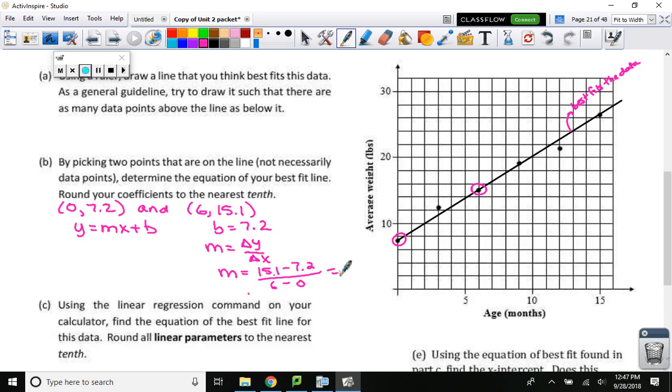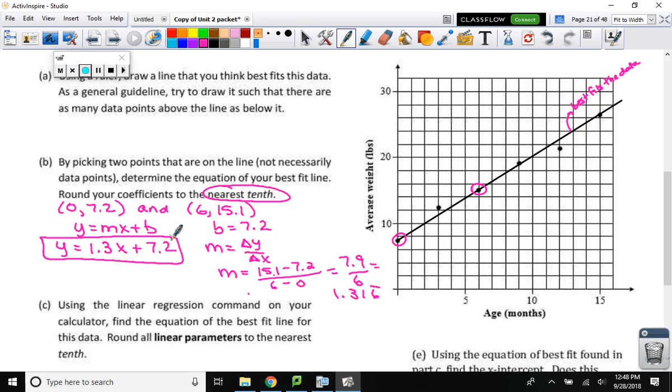So to find my slope, if I put that in, 15.1 minus 7.2 in your calculator would give you 7.9, and then over 6. And if I put that in my calculator, it looks like I'm getting 1.316 repeating. And it says round coefficients to the nearest tenth. So y = 1.3x + 7.2 would be my equation for the line of best fit based off of my data. And yours might be a little different, so you could do that on your own.